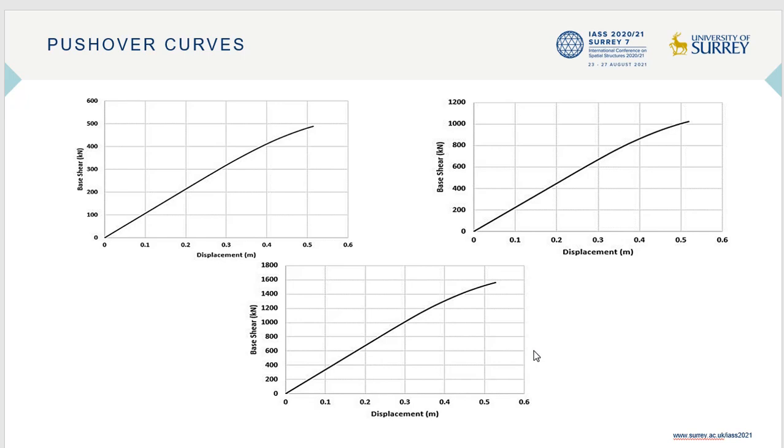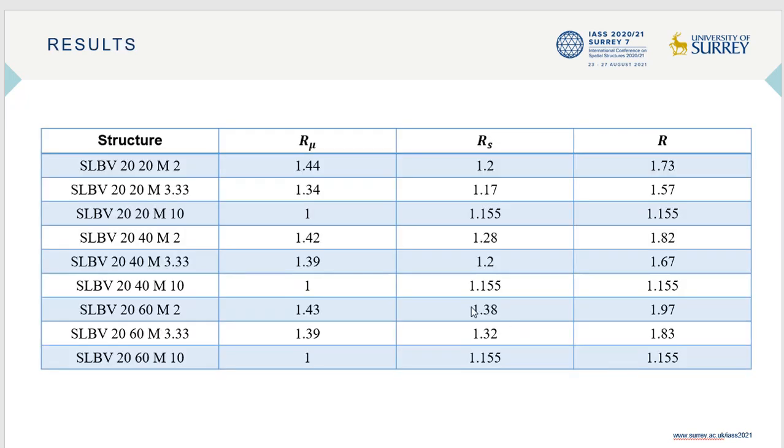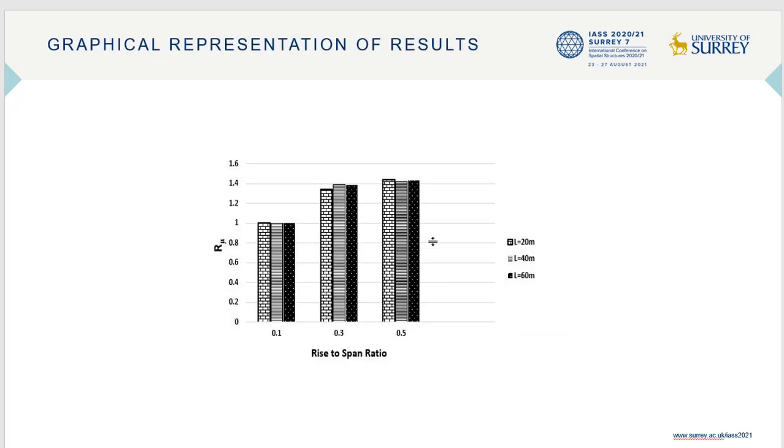As an example, you see the pushover curve for the model with rise-to-span ratio of 0.5 and lengths of 20, 40, and 60 respectively from left to right. The displacements were monitored at the control point, and finally the results of analysis are according to this table. For more clarification, I would like to explain the factors as a graphical representation.